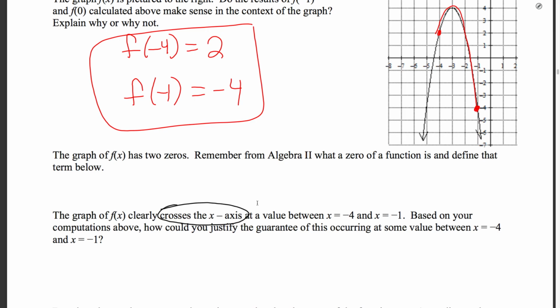Zeros, solutions, roots. Let's say them together. We've got roots, solutions, zeros, x-intercepts. Crosses the x-axis. That all means the same thing.